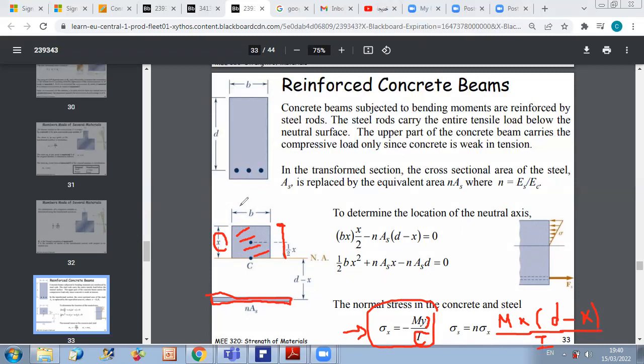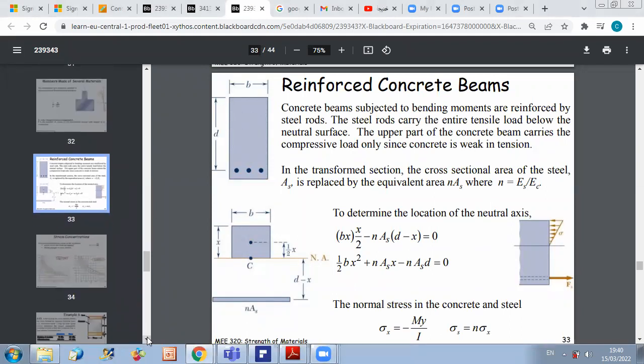Okay, so this is how you can see the maximum amount of compressive stress to which concrete is subjected, and the amount of tensile stress to which your steel is subjected. And of course, based on the maximum allowable values, you select the maximum bending moment that you can apply to your system.